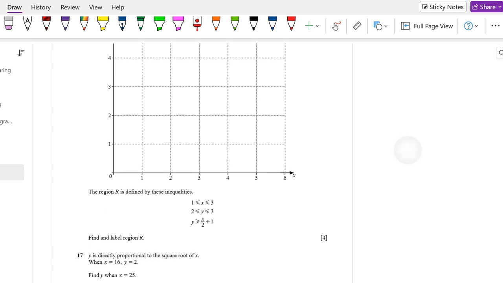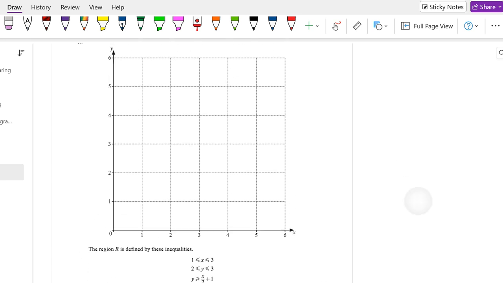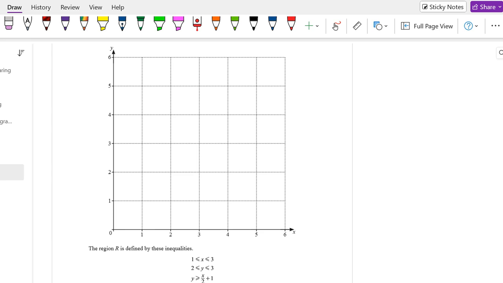We need to identify the region R. So let's start from this one. 1 and 3. Now it is less than 3 and greater than 1. Now let's go for this one. 2 and 3 in Y.